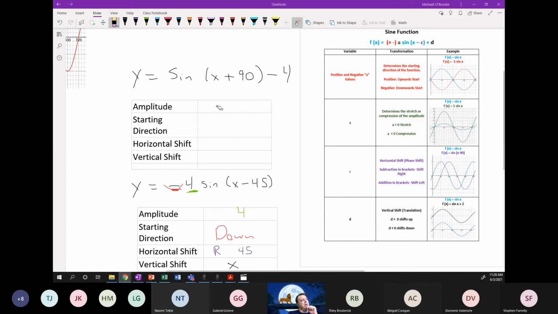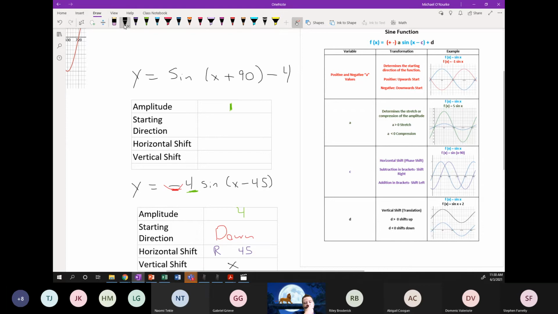All right, so let's go through here. Who wants to give me my amplitude? What's my amplitude for this one? Well, what number is in front of there that we just don't write all the time? Well, 1. So our amplitude for this one is 1, right? Because there's a 1 in front of there, we just don't write it. Okay?